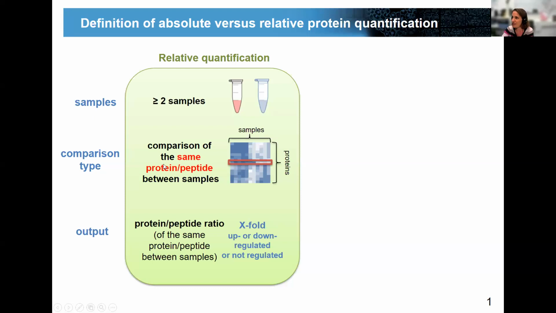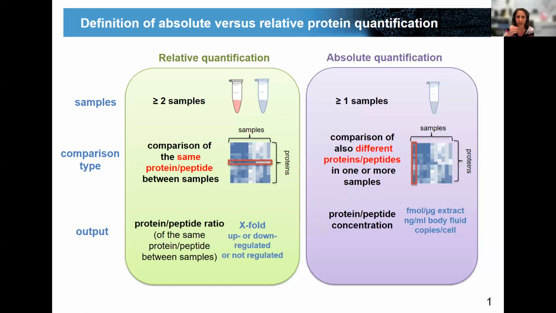So we always just compare the measured mass spectrometric intensity of one given protein across all the samples. And we define usually a reference condition or a reference sample, and we say this protein is up or down or not regulated by X-fold. That's what relative quantification is. How does absolute quantification compare to this now?